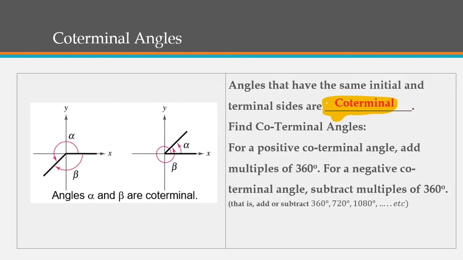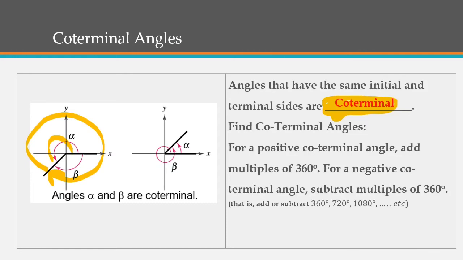So to find coterminal angles, you're going to rotate either in the positive direction or the negative direction one full circle. Here's an example. Angle alpha, right there, is our original angle. If we rotate in the negative direction 360 degrees, we end up with a negative angle, beta, and it ends at the same place. So alpha and beta in that example are coterminal.